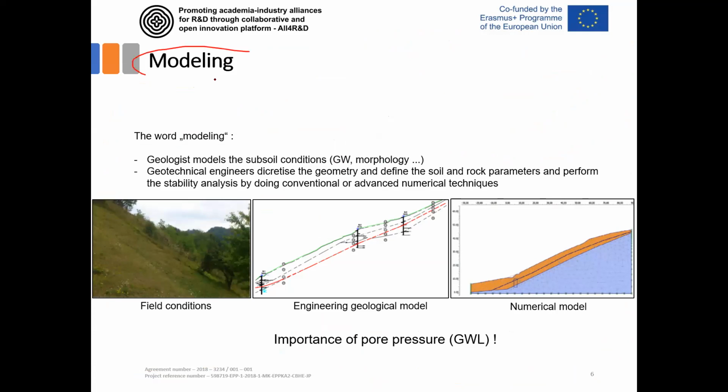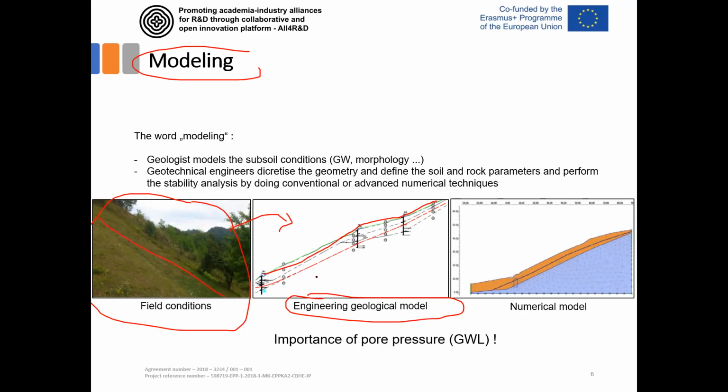Okay, this slide shows us all the phases of the modeling. When we are doing modeling, it's not only the numerical modeling and input parameters, because some conditions from the field first have to be modeled by engineering geological modeling. This is the surface line that we see here. Above that, we have different layers of materials, and these materials need to be modeled and recognized by engineering geological inspection of the boreholes. For example, here is borehole 1, borehole 2, borehole 3.